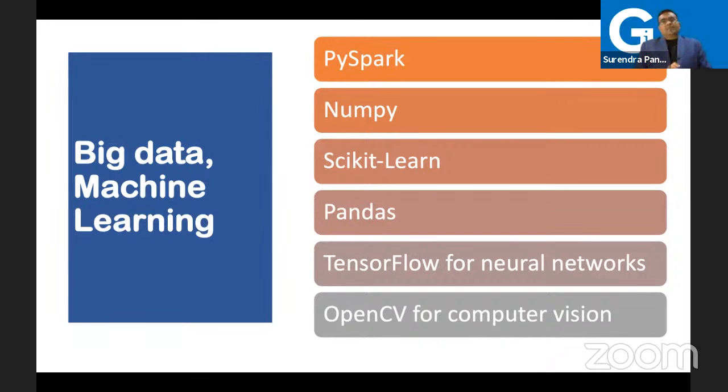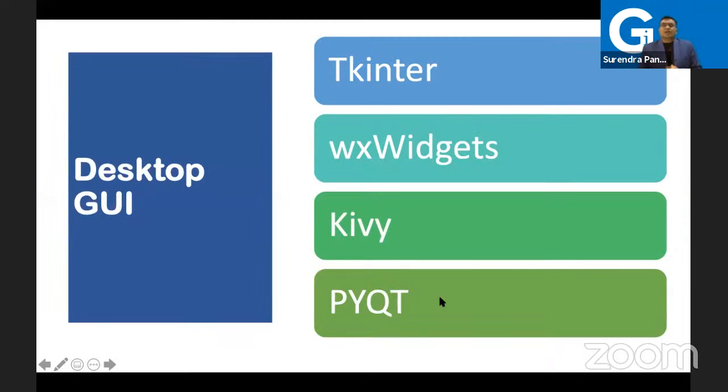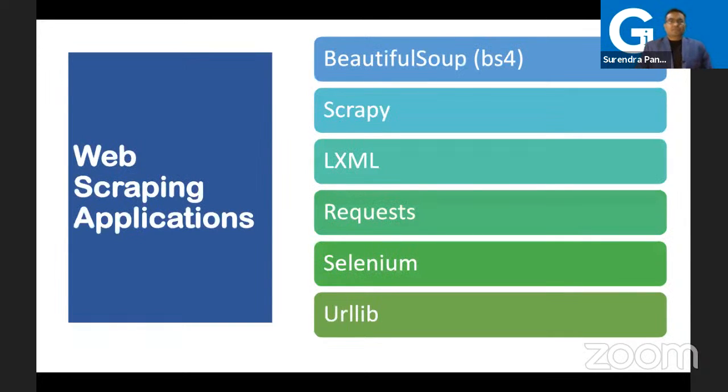You have a basic library like NumPy available, a machine learning library like scikit-learn, and the Pandas library for data science or exploratory data analysis. You have a library for neural network programming also, like TensorFlow, which is a Google library. And you also have a library for computer vision and image processing, like OpenCV. For GUI programming, as I said, you can go for Tkinter, wxWidgets, Kivy, PyQt.